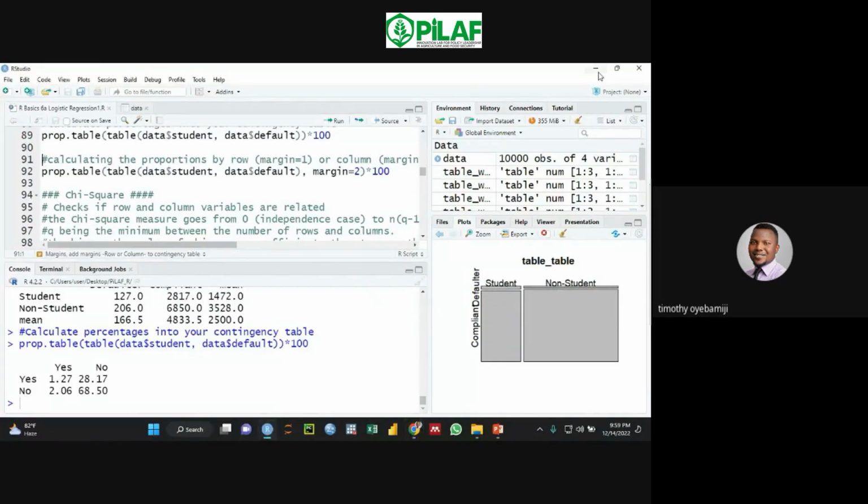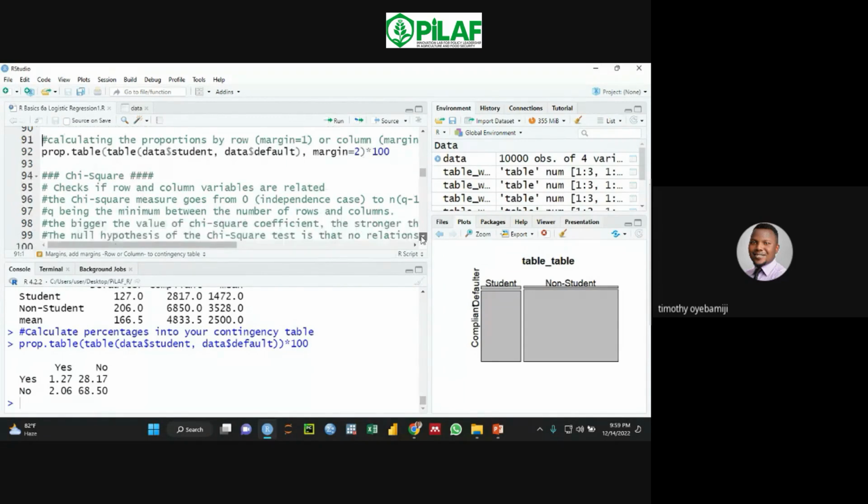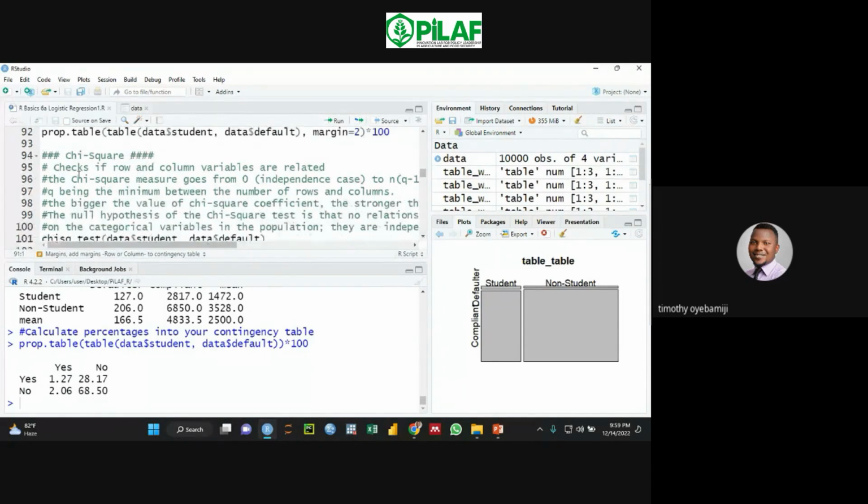Chi-square is a test of association between two categorical variables, just like when we did correlation. Correlation is between two continuous variables. We've also done chi-square before.